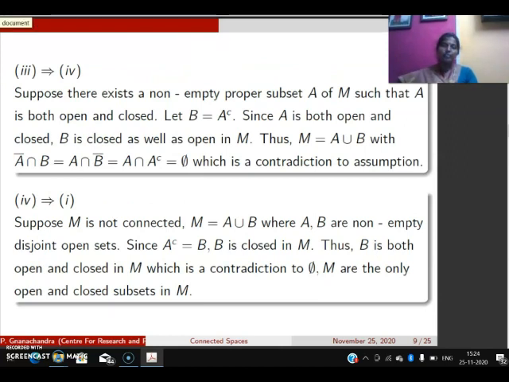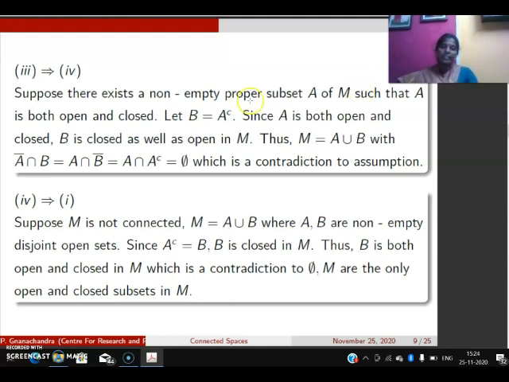And the third implies 4. Suppose we have assumed that the third is not true. Suppose there exists a non-empty proper subset A of M such that A is both open and closed. We have to prove empty and whole set are the only sets which are both open and closed. Other than empty and whole set, I have taken another set, that is A, that is both open and closed.